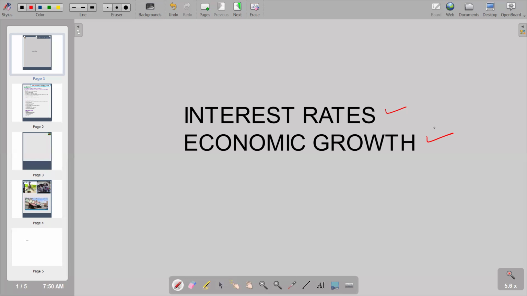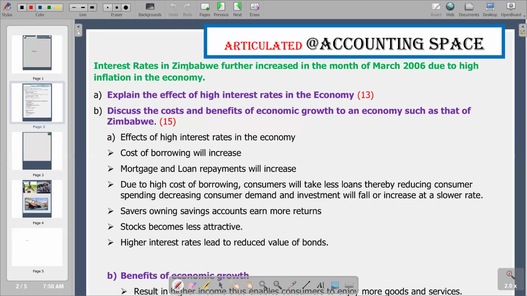Going forward to our question, it states that interest rates in Zimbabwe further increased in the month of March 2006 due to high inflation in the economy. The first part, A, carries 18 marks, and the second part asks you to discuss the costs and benefits in Zimbabwe. We are going to start with part A, which reads: explain the effect of high interest rates in the economy.